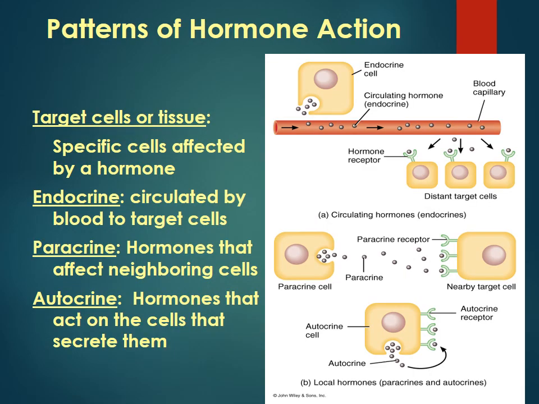So the patterns of hormone action, we have target cells or tissue, specific cells affected by a hormone, and endocrine hormones circulated by blood to target cells, the paracrine hormones that affect neighboring cells, and the autocrine hormones that act on the cells that secrete them.